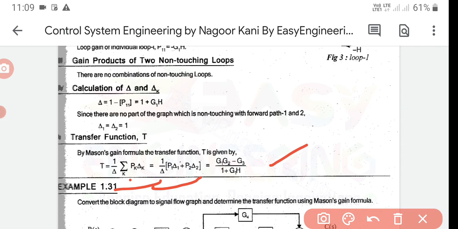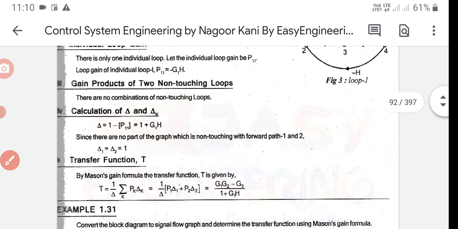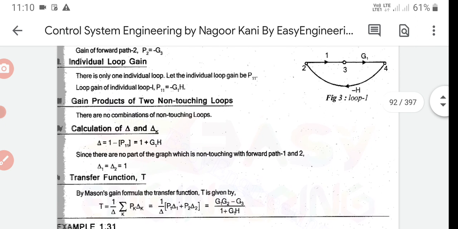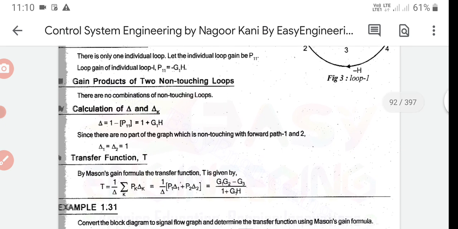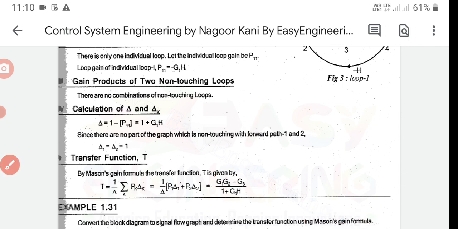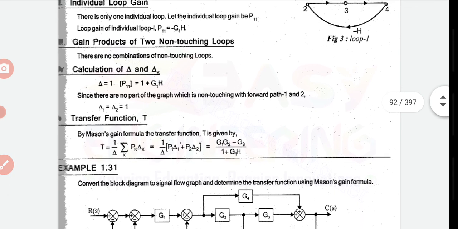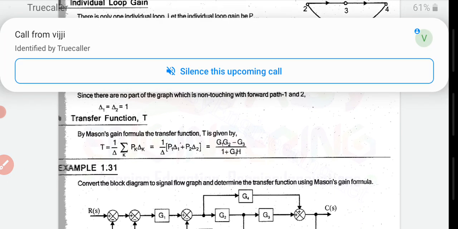P1 is equal to G1 G2. So G1 G2 into delta 1, which is 1, plus P2, which is minus G3, into 1. This is your final Mason's gain formula for the given block diagram. Like that, you have to calculate the overall gain of the system when the block diagram is given.